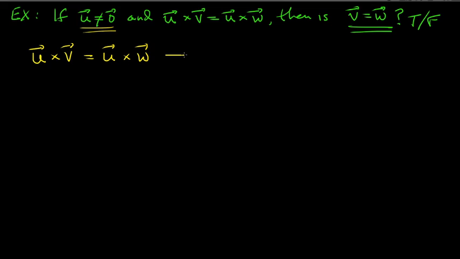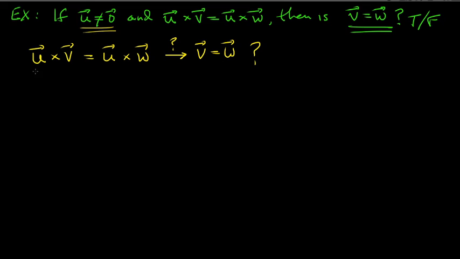I mean, that's the question, right? Does this imply that v is equal to w? So not an easy question, right? It's not one that's easy to just think about in the abstract like this. It seems reasonable that it should be, but the question is, can we find an example where this might not be true?